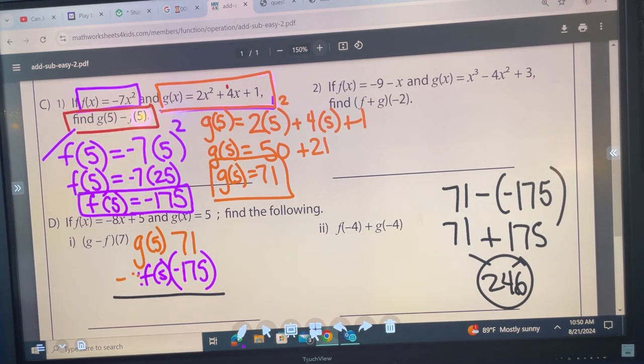Check your paper. Make sure you got it correct. If you got it correct, hey, you're on the right track. If you don't, make the necessary changes right now, so you can get it right when I collect it. You know it's about to come back to you.